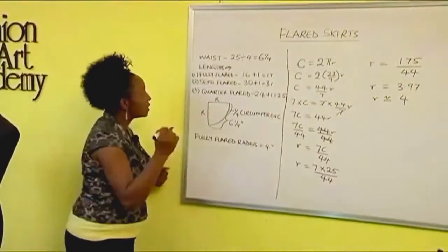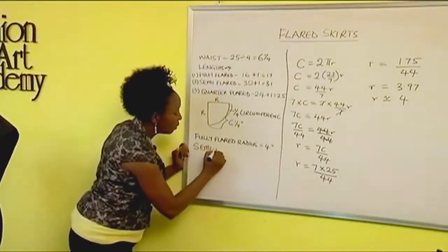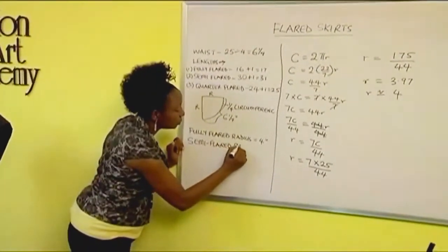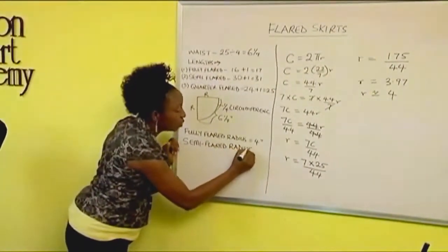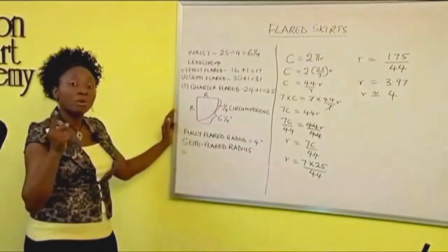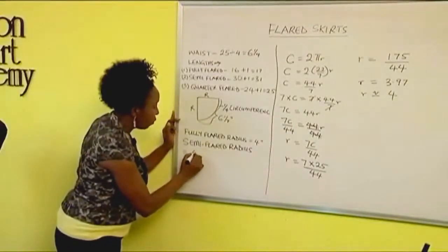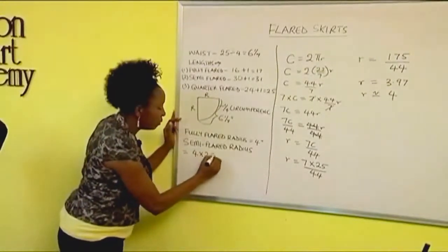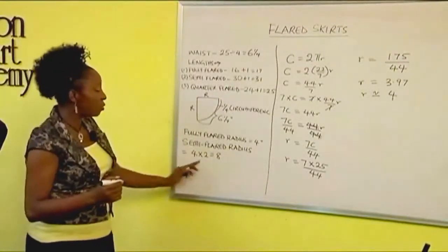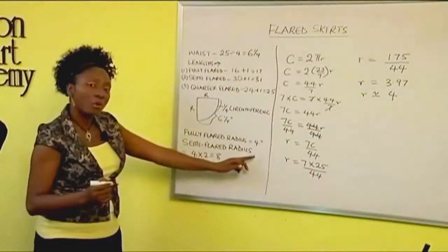So for our semi-flared radius, what I would do is take this 4 inches I have here, and all I do is multiply it by 2. That's 4 times 2 will give me 8. That's what I'm going to use. I'm going to use 8 inches for my semi-flared radius. I'm not going to use 4 inches.